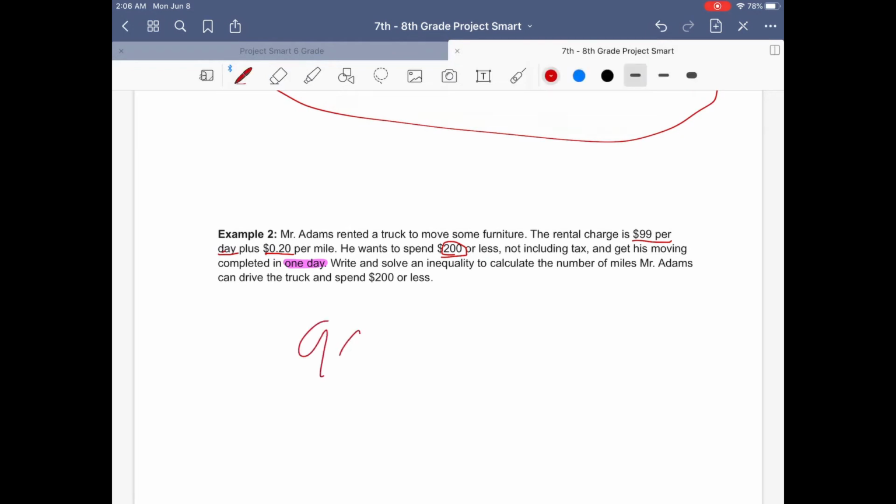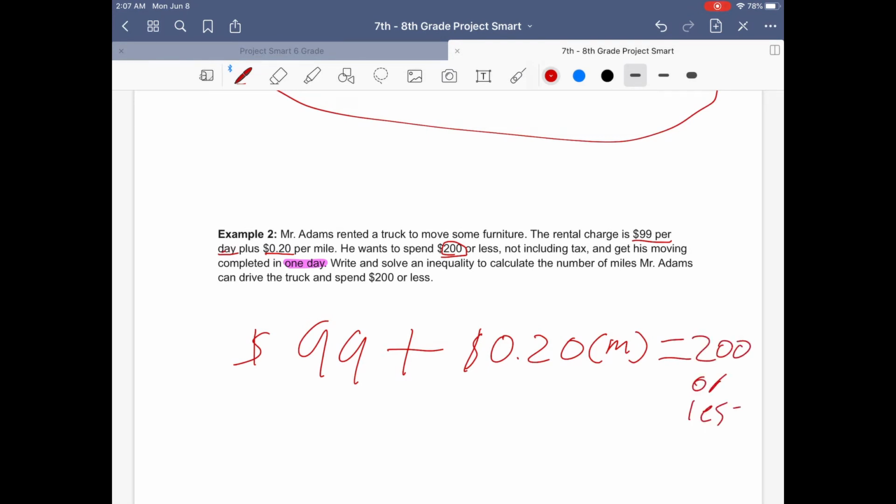So here we're going to put $99 plus 20 cents per mile, right? We don't know how many miles he's going to drive, but we know that it's 20 cents. So here we're going to put an M for miles, and then equals 200 or less.